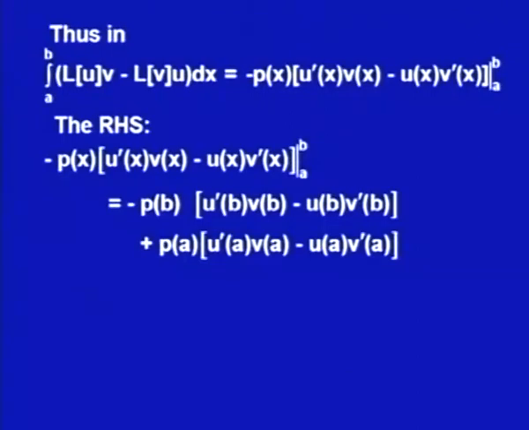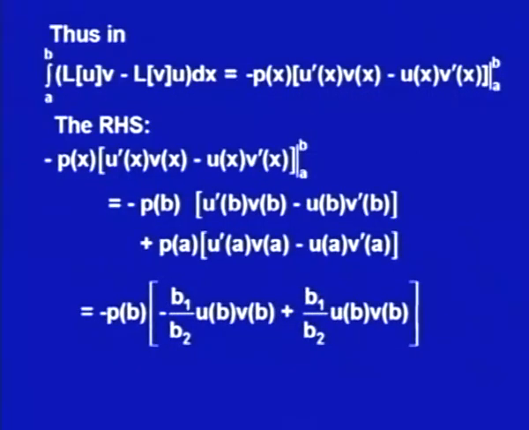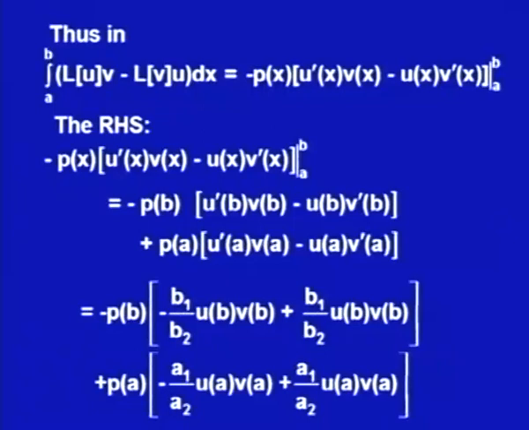Now, for u dash and v dash at a and at b both places, we will replace them using the boundary conditions we just used, with values in terms of u and v. So, we can write minus p b times minus b 1 upon b 2 u b v b plus b 1 upon b 2 u b v b, and the second term also, p a times minus a 1 upon a 2 u a v a plus a 1 upon a 2 u a v a. Now, we see the terms in the bracket, this is 0 as well as this is 0. So this whole right hand side will come out to be 0.